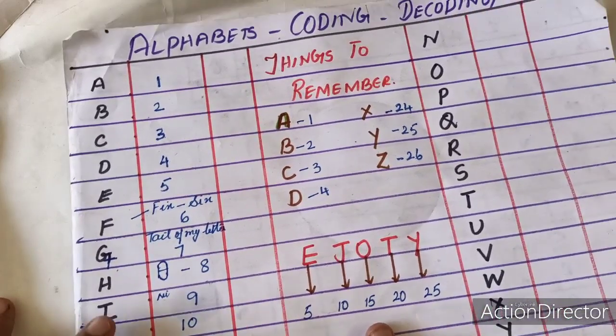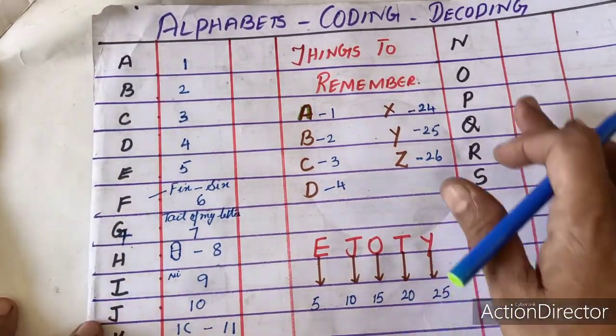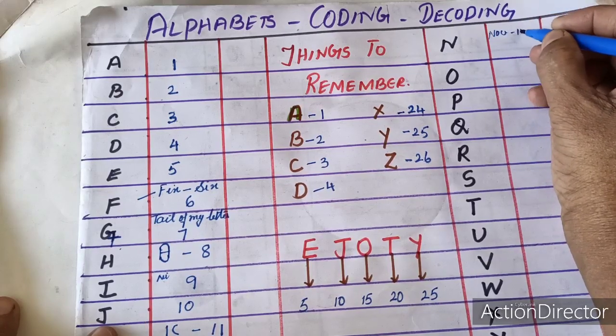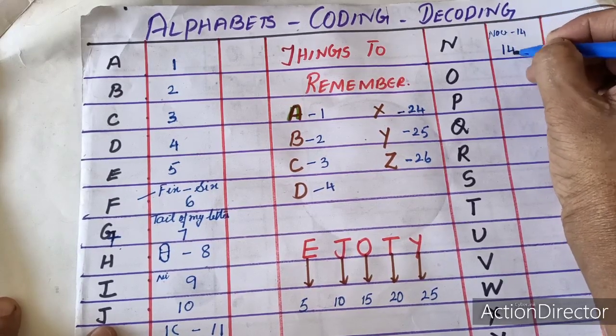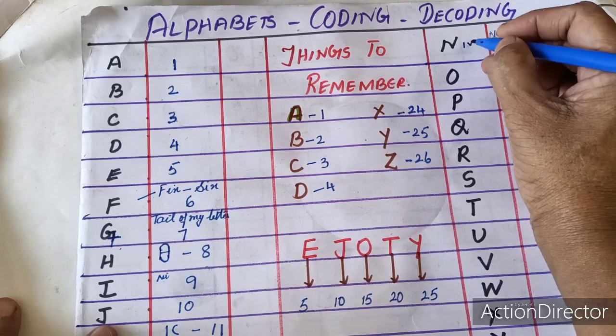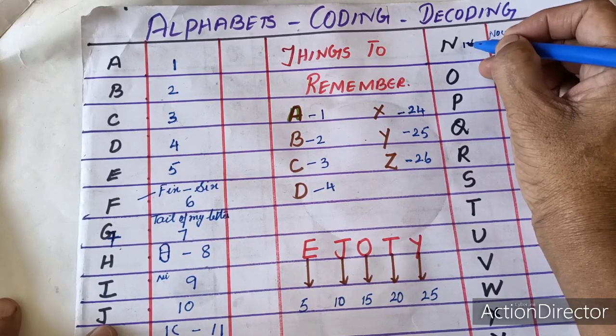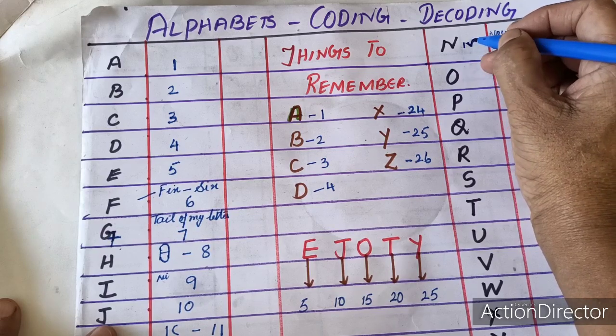Now coming to the other part, that is N. N stands for November 14, Children's Day. So you can remember it as 14. Also, if you remember the Roman letter N, written in a broken-away way like this, you can remember the 4 also.